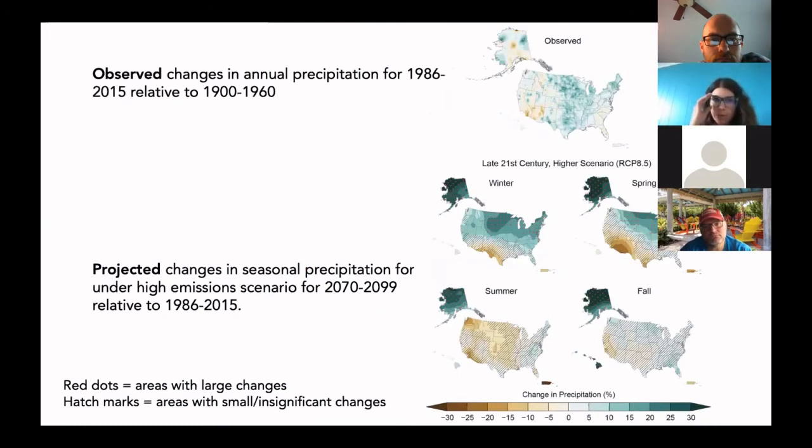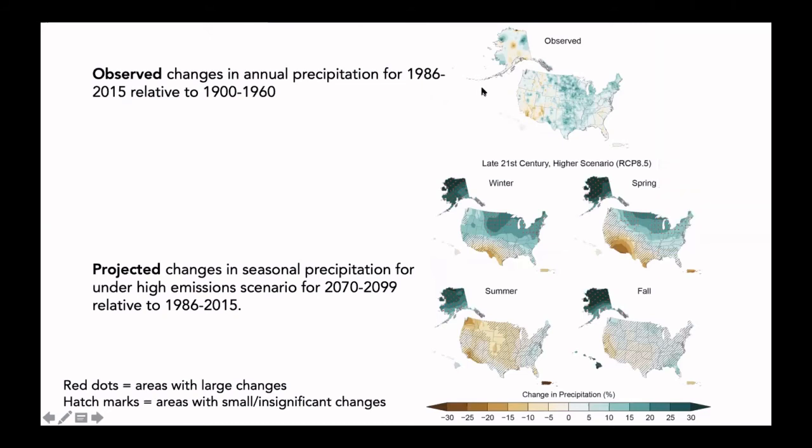We can look at changes in precipitation as well. So here we've got observed changes in annual precipitation for 1986 to 2015 relative to the first part of the 20th century. In Tennessee, we can see in general an increase in precipitation, especially in West Tennessee. Then we can start to look at projections. Precipitation is a challenging thing to model. But we see projected changes in seasonal precipitation under high emissions here. I showed you just high emissions so I can show you how it breaks out seasonally. So we've got winter, spring, summer, and fall.